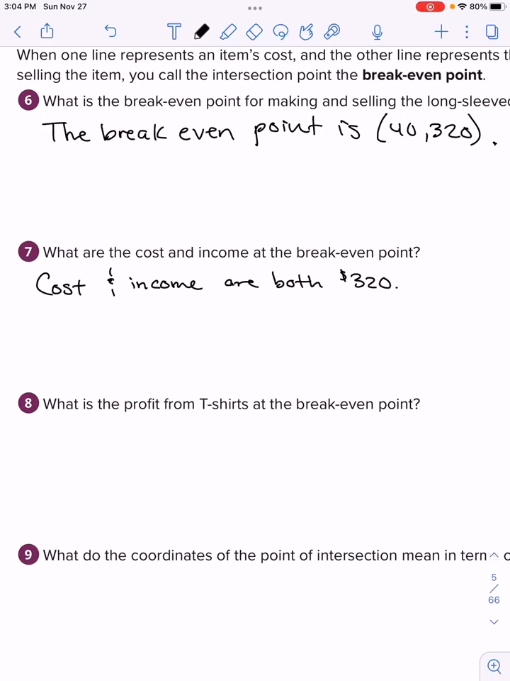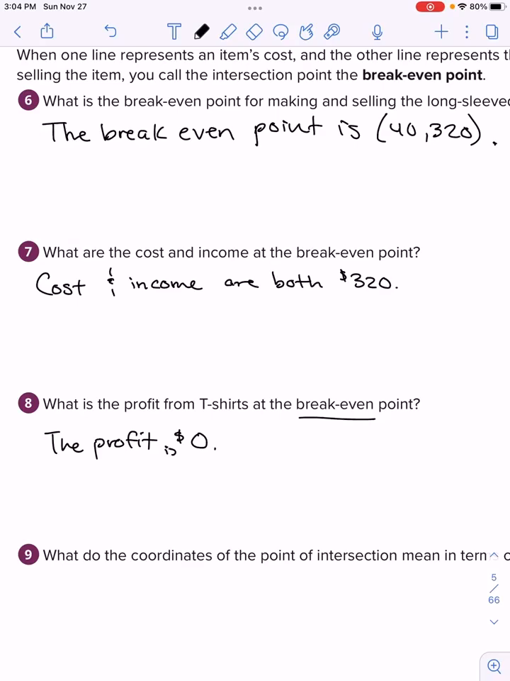What is the profit from the t-shirts at the break-even point? So the break-even point is where we go from negative to positive. So what's in between negative and positive? Right, the profit. If you think of a number line, from negative to positive, the number that's in between is 0. So the profit is $0 at the break-even point.